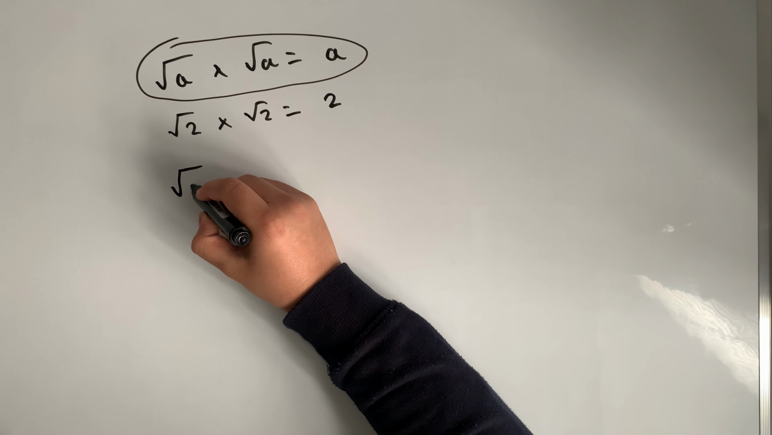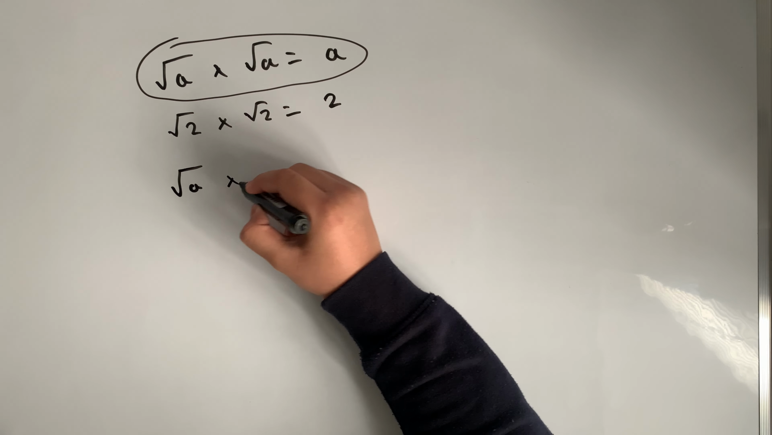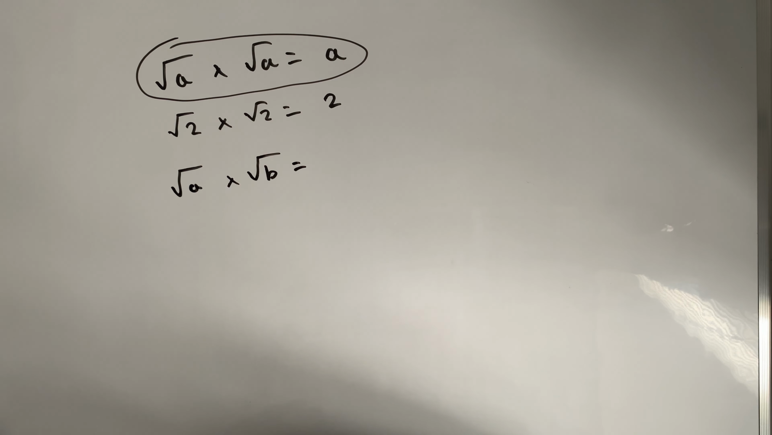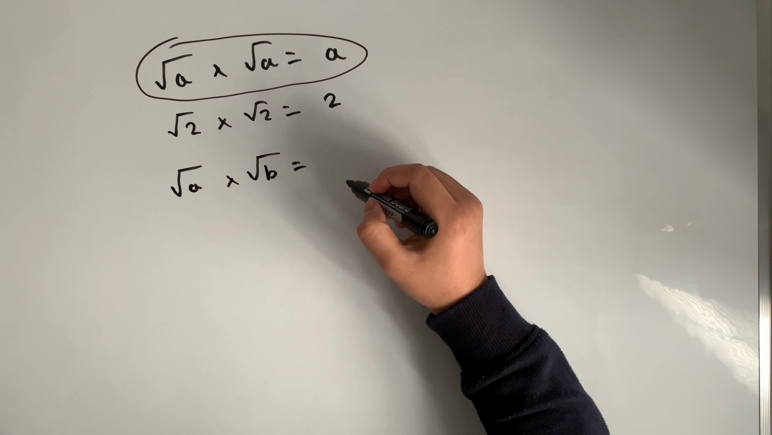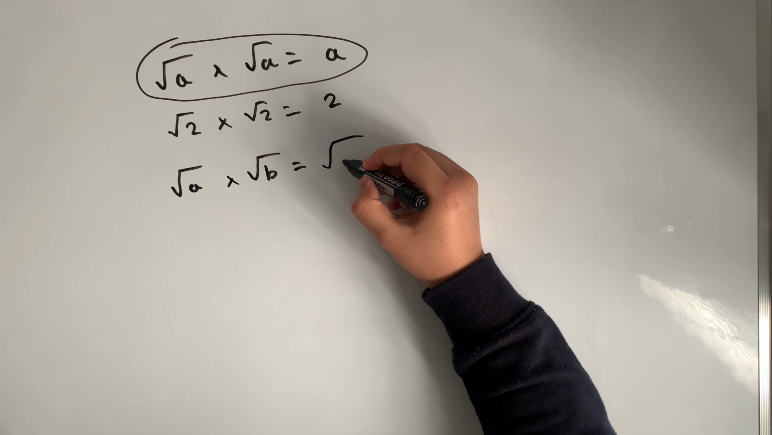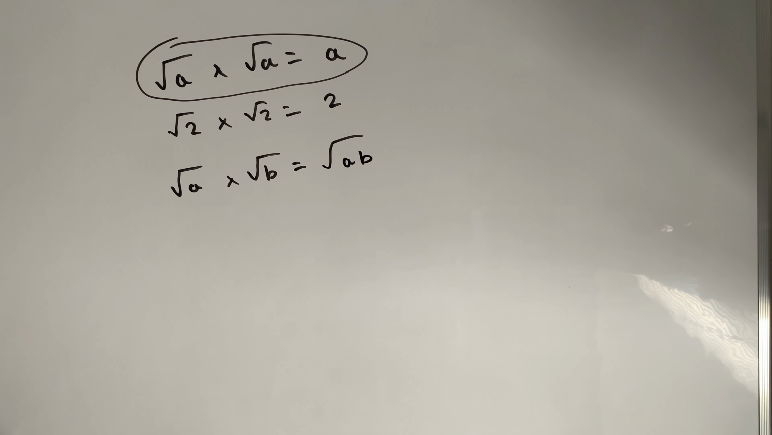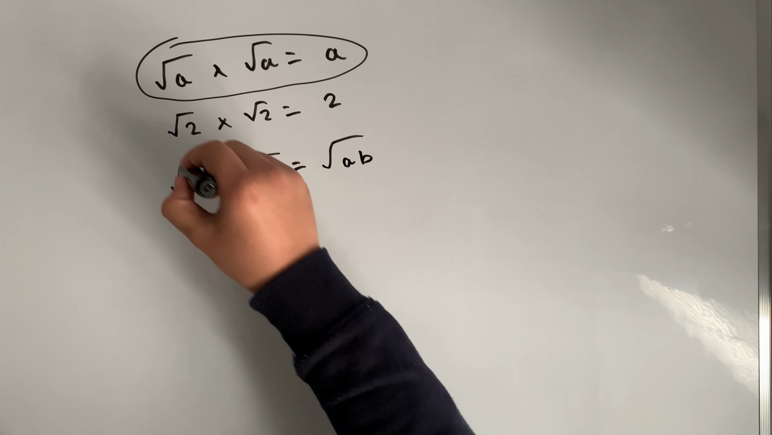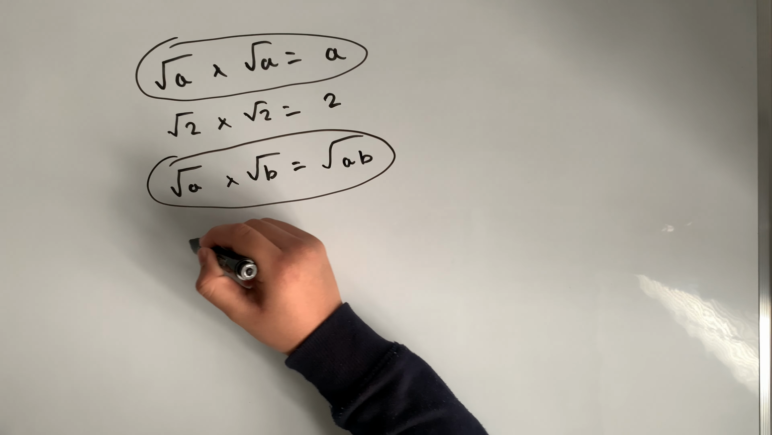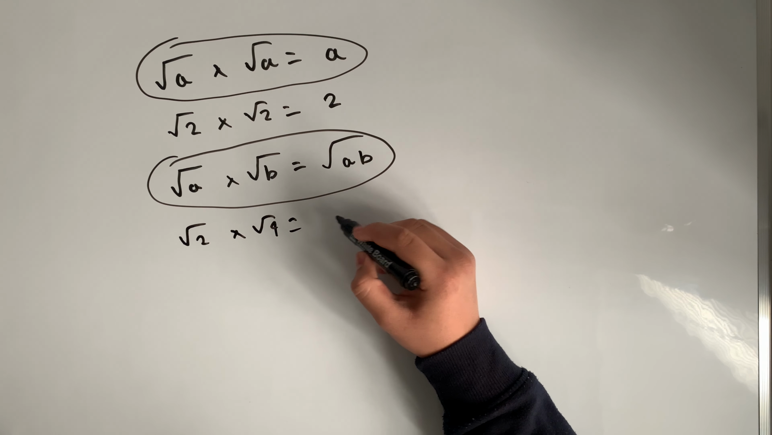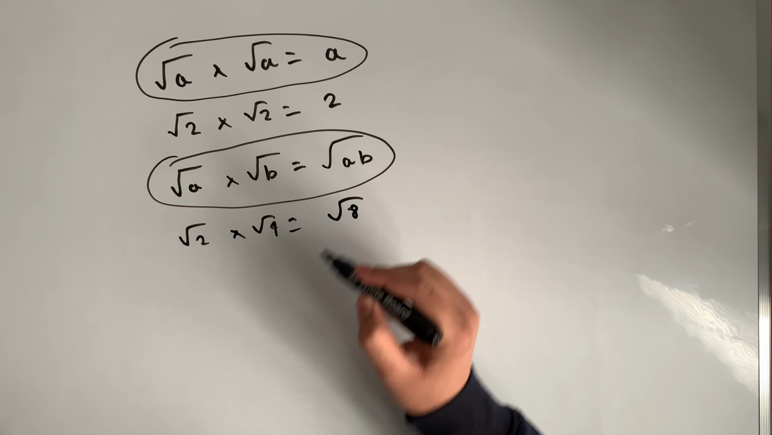If we need to times it by another number, like a times b, then the number will still be within the root, being that. So an example for this would be square root 2 times square root 4, which would simply be square root 8, 4 times 2, 8.